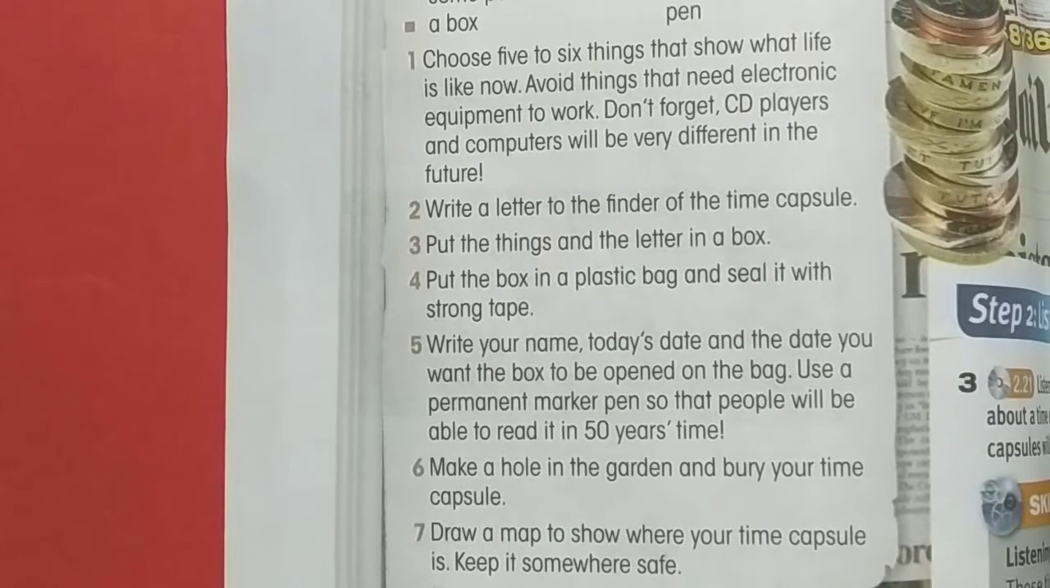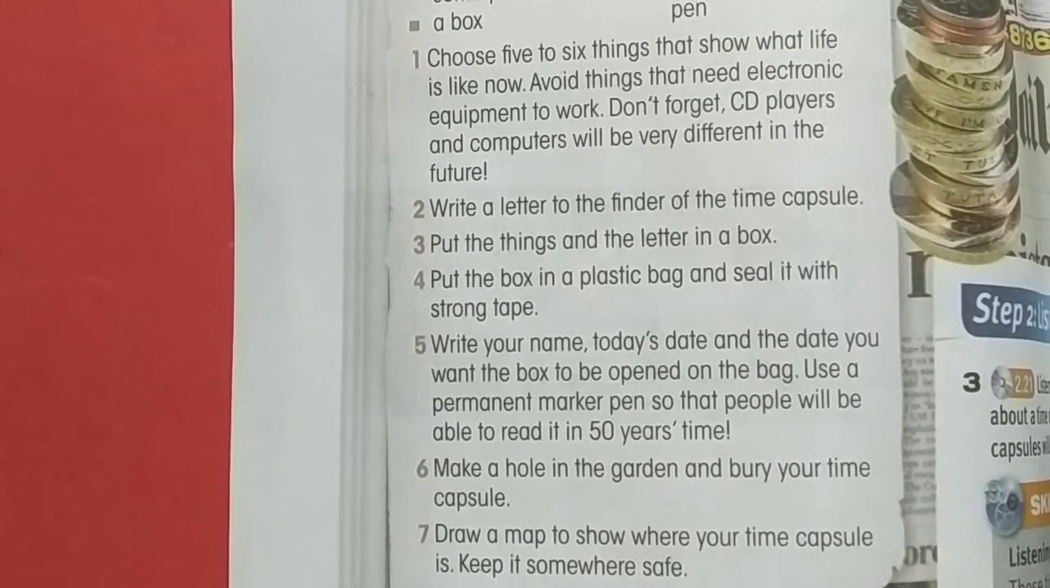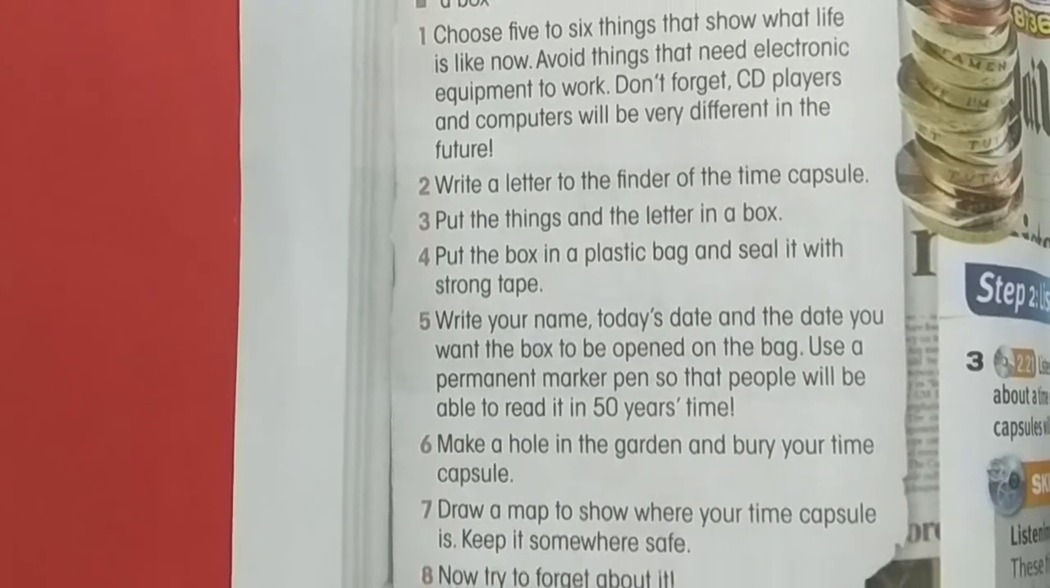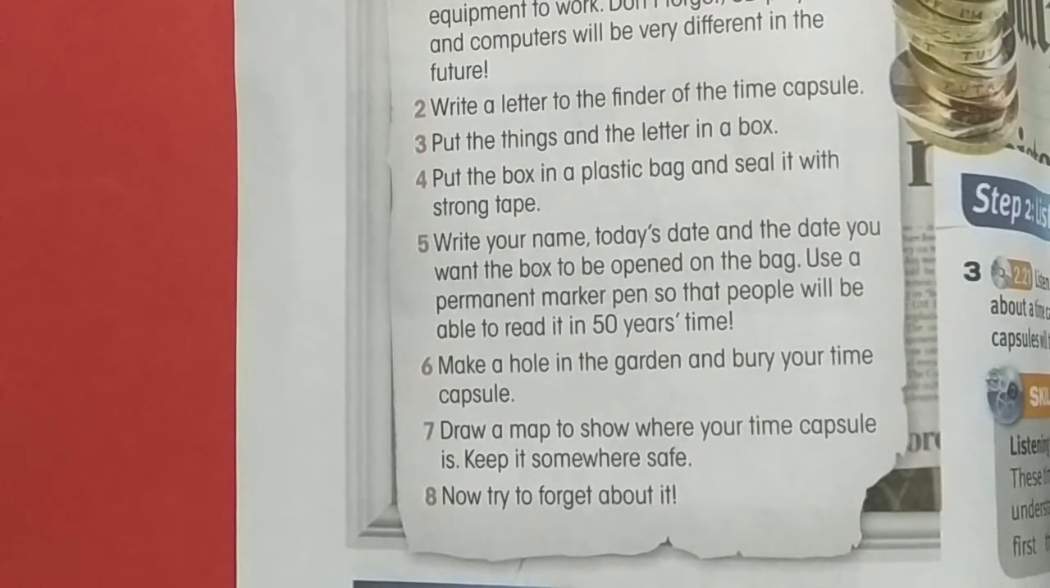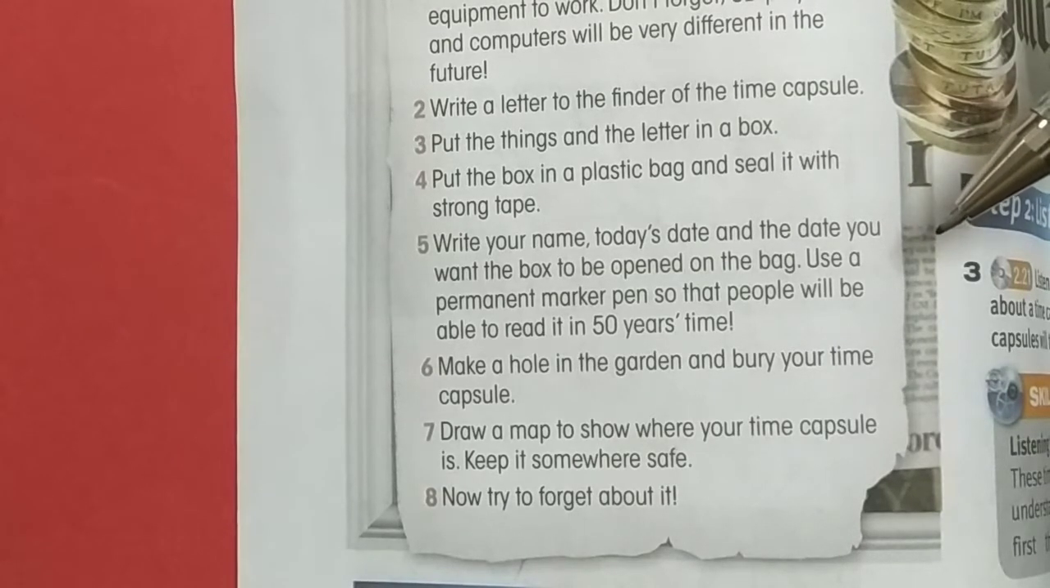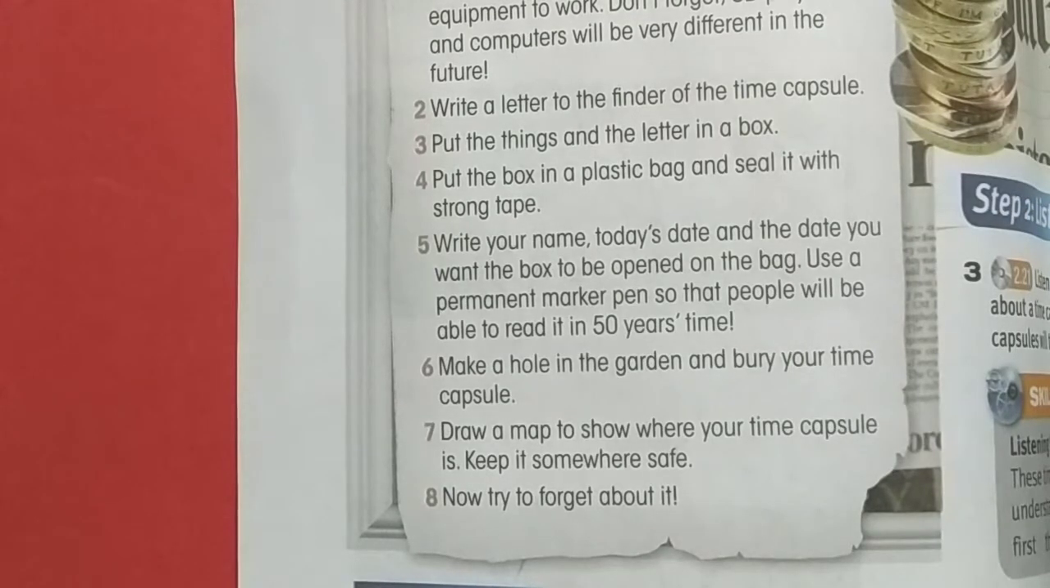Alright, then let's go to question 5. Why will you need a special kind of pen to write on it? Alright, well, instruction 5, right? Okay, use a permanent marker pen so that people will be able to read it in 50 years' time. So the answer will be so that people will be able to read it in 50 years' time. That will be the answer for question 5.